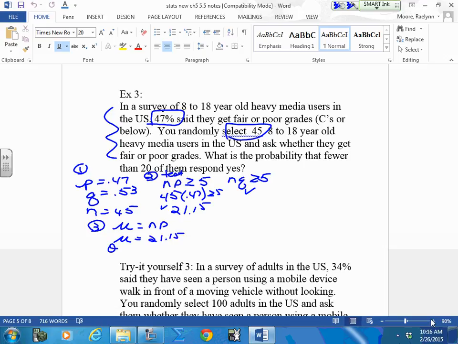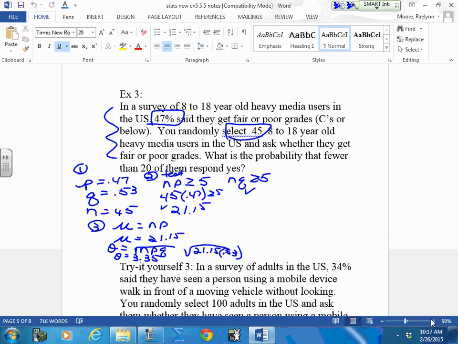Then we're going to find your standard deviation. Just take the square root, and watch how nice this is. You already have the N times P, so you put that in, and you times it by Q. It's kind of nice. You already know N times P, and then just times that by Q. And your standard deviation should be 3.35. Does that sound good to you?